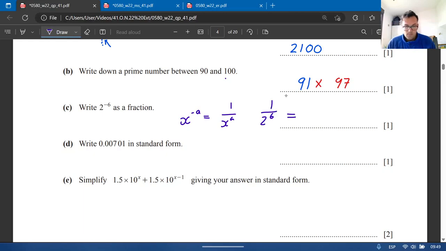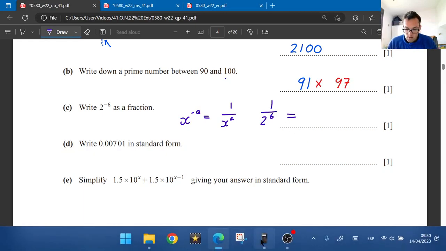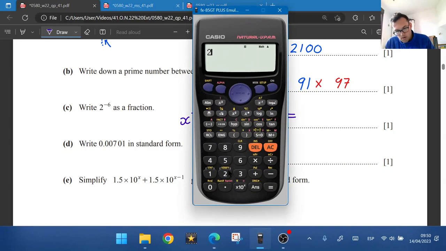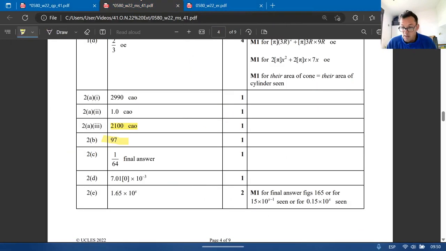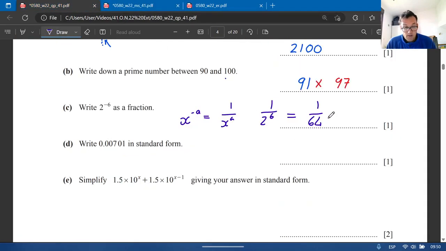Now, do we have to calculate it? I'm sure it won't do any harm. 2 to the power of 6 is 64. Okay, more thorough answer. If you're not sure, write both. I mean, they are the same thing. 1 over 64, yeah, final answer. So I will definitely get my mark there. I wrote everything.